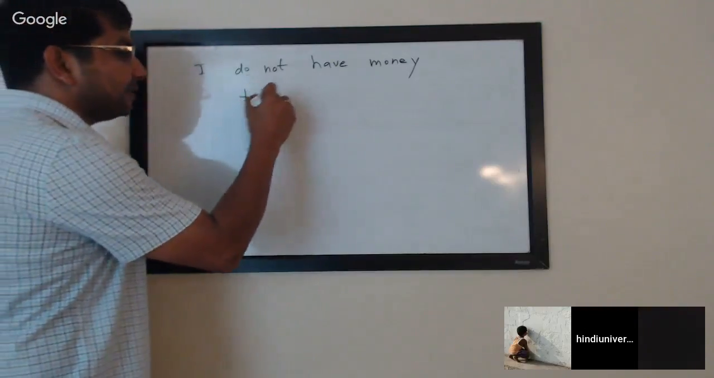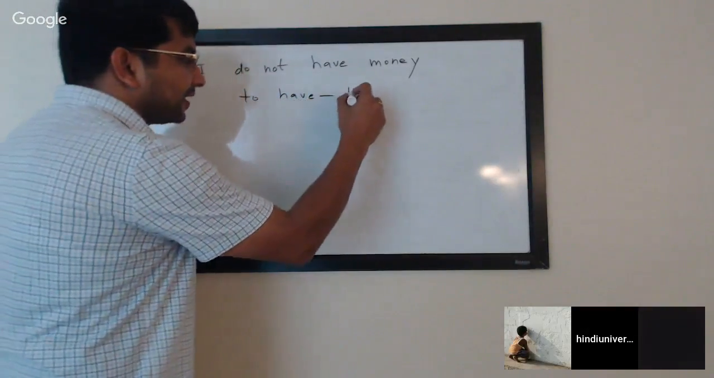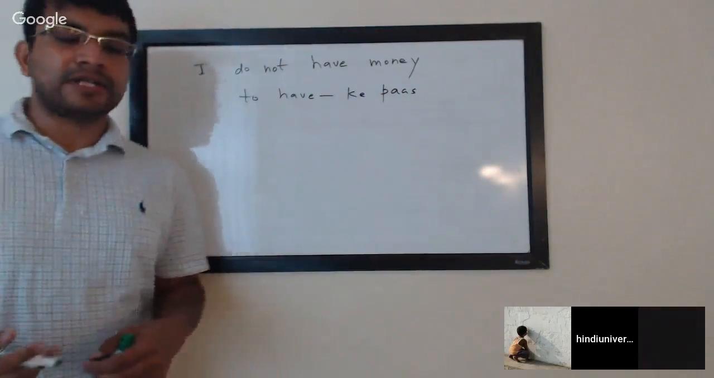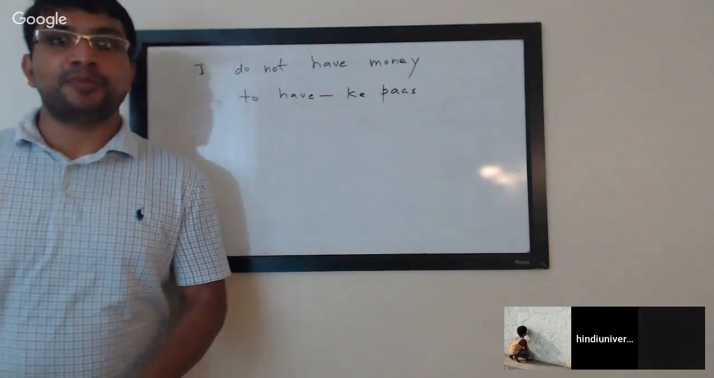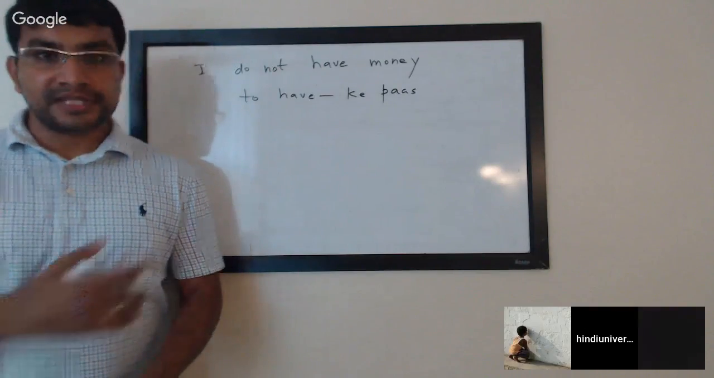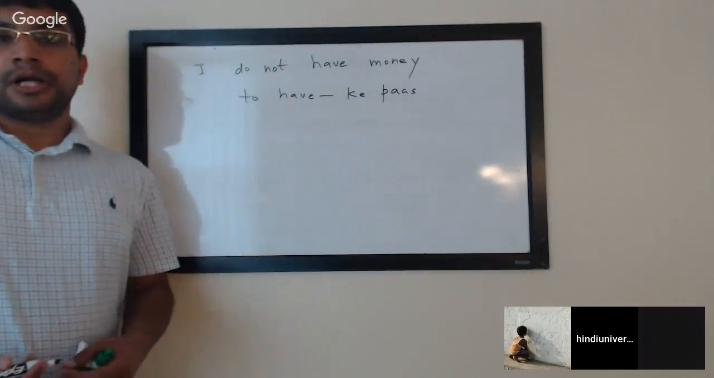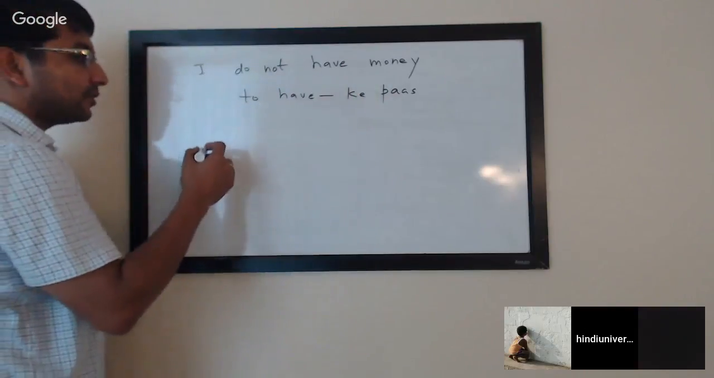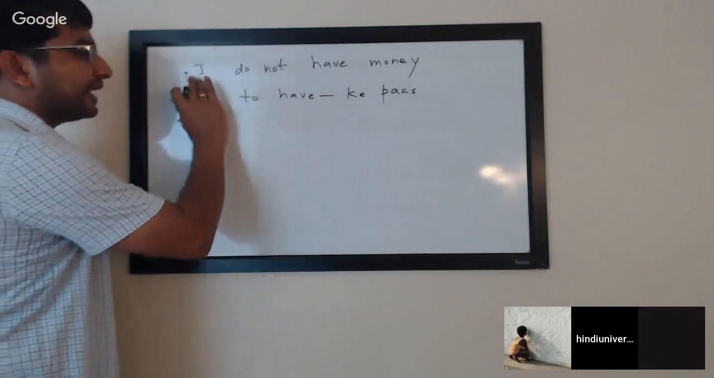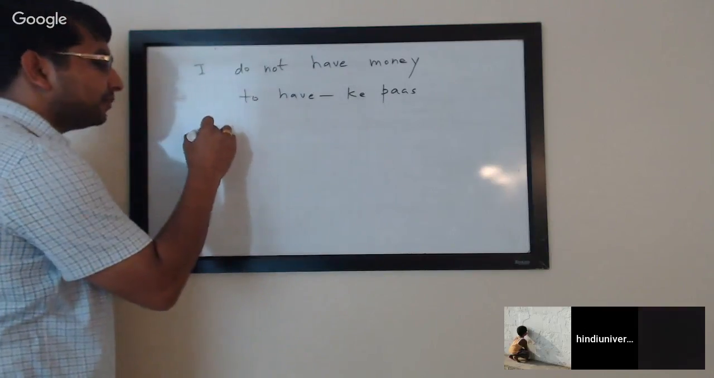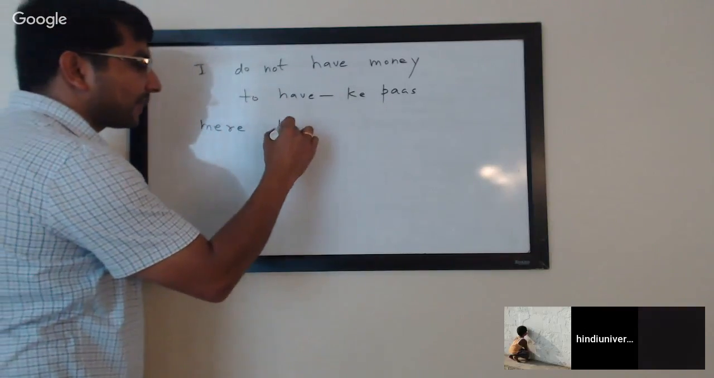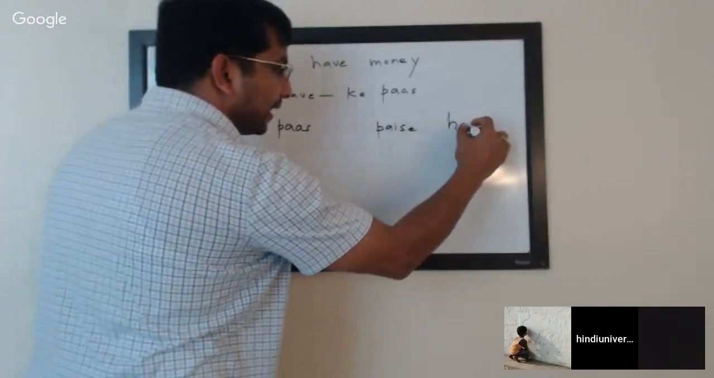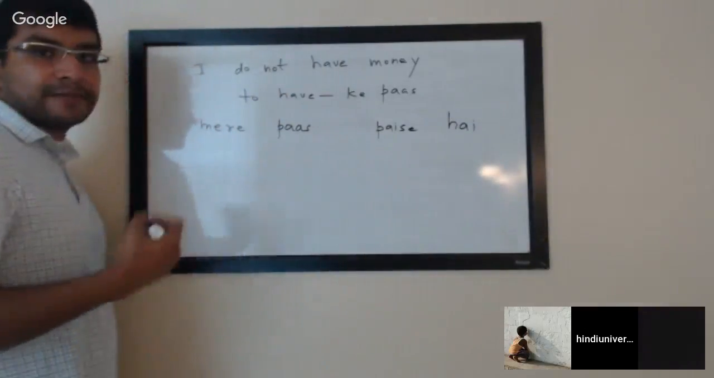And remember, it's again to have. To have is nothing but paas. It also means nearby, but in this case you're using it for possession. If you have a possession of something, you use to have. Okay, I do not have is like, first take a simple example. I have money would be mere paas paise hain. Okay, mere paas paise hain.